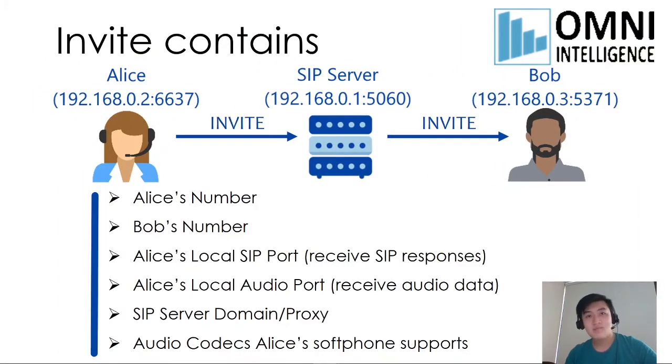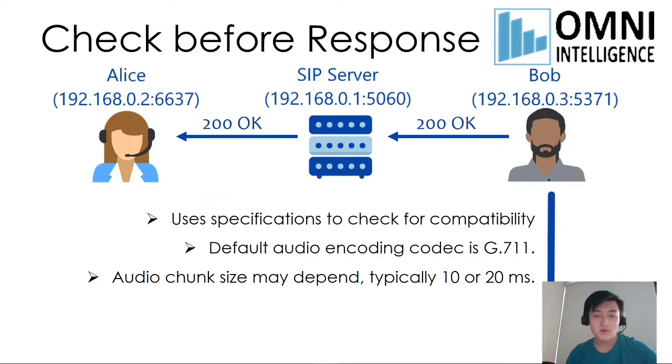Anyway, another important thing to note is that audio is encoded using a codec before it is sent. This is to conserve on bandwidth. There are a lot of different possible codecs. So as part of the invite, Alice will also need to send the codecs her soft phone supports. This is to check for compatibility. For example, depending on Alice's encoding codec, which is say G729, Bob may not give an OK response, to which the audio will be encoded using the default codec G711 instead.